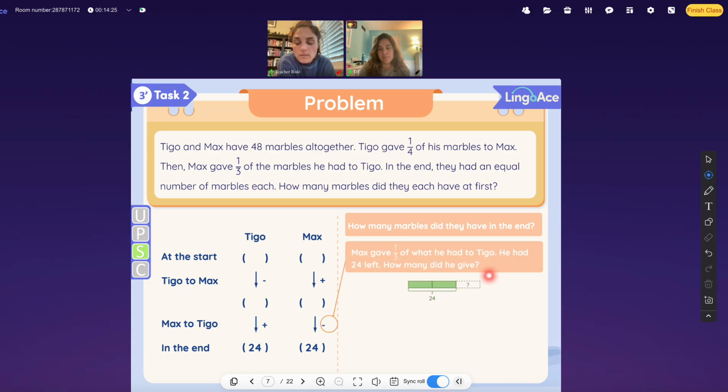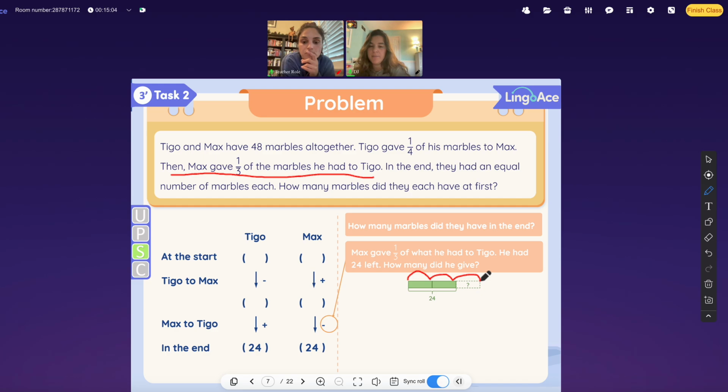Good. So we have 24. You know what we should do first? I'm going to have you read for me before I explain this. Read this for me because we're going backwards, so we actually want to start here. Max gave 1/3 of the marbles he had to Tigo. Okay, 1/3. So we actually want to find 1/3. If we have 24 here and we're trying to find the 1/3, how do we figure out what each of these are worth?